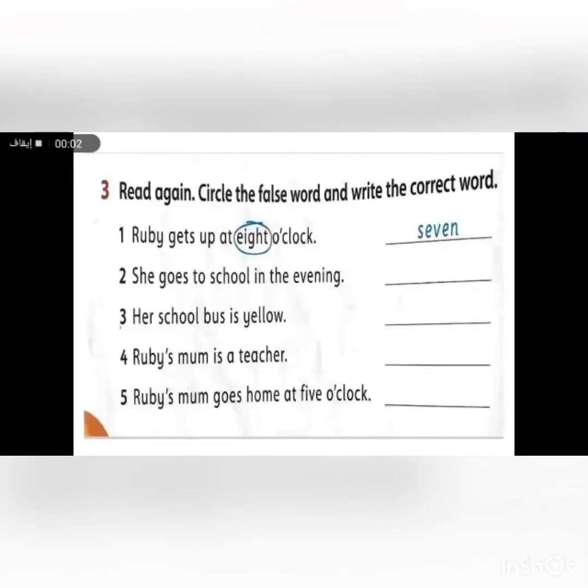Read again, circle the false word and write the correct word. رح نرجع نقرأ الدرس مرة تانية ونحط دائرة على الكلمة الخاطئة ونكتب الإجابة الصحيحة.